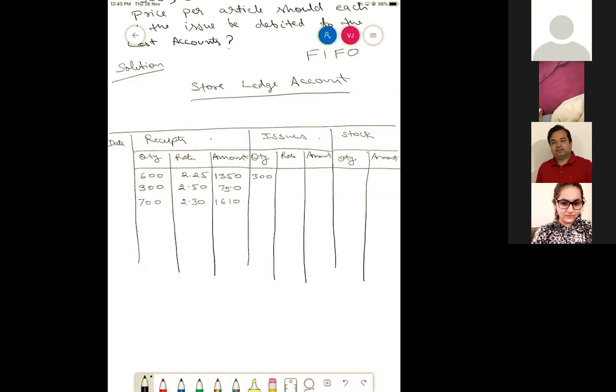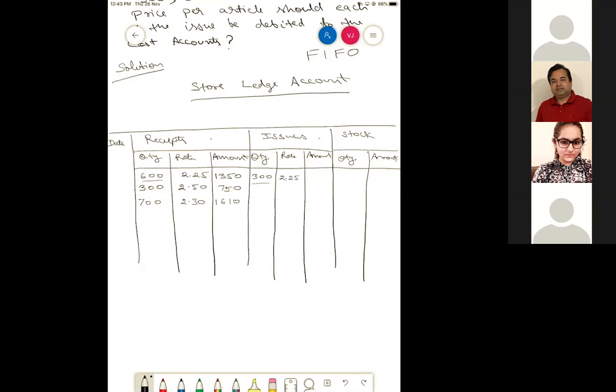So what was the rate? See, here we have got 600 units. Out of that, 300 has been issued. Our rate would be 2.25. So the amount would be 675. And the balance that we are left with is, if we subtract 600 minus 300, how many units?